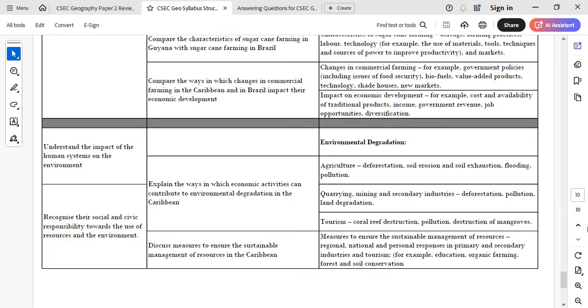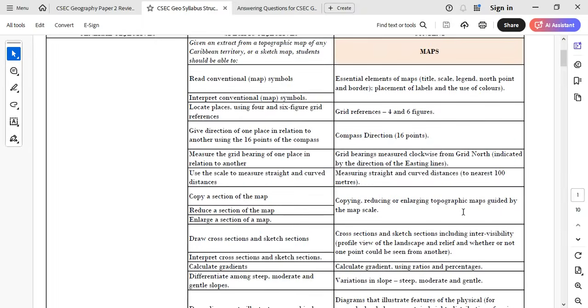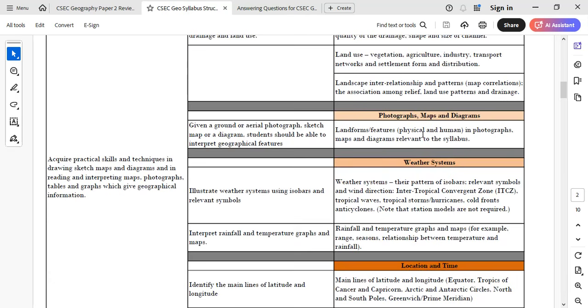Going back to the structure of the syllabus, other aspects that you can be mindful of in terms of the practical skills: photographs. They can bring photos and ask you questions on the photographs. You should be able to know.